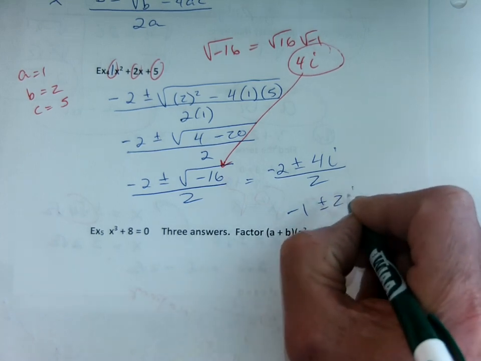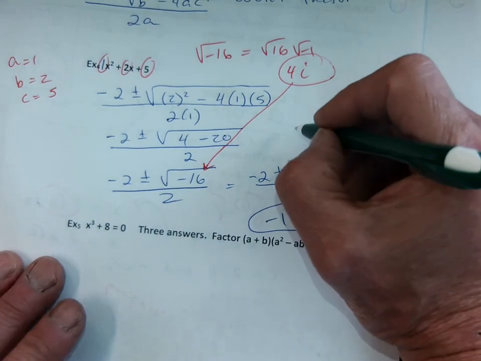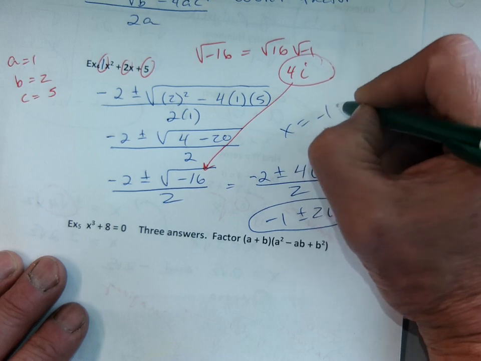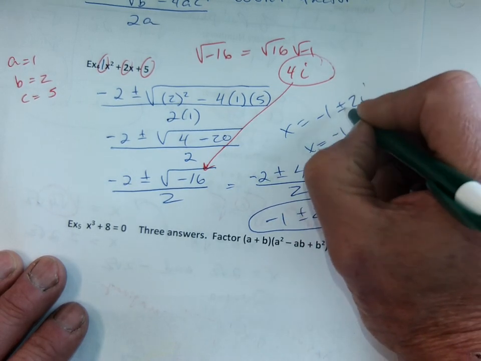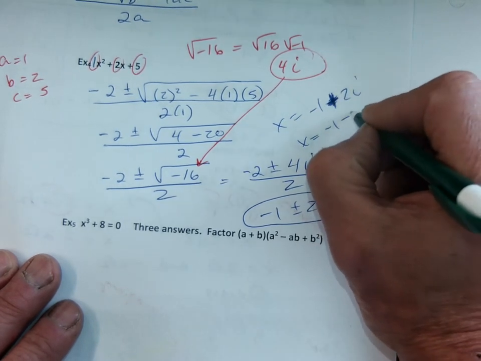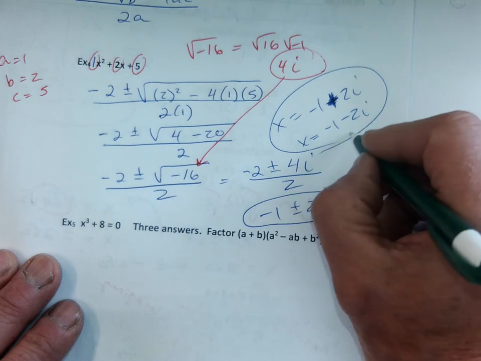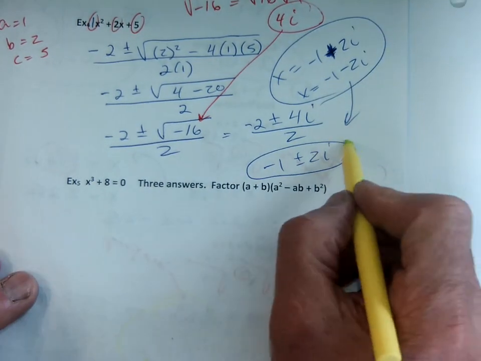So here are my two answers. There really are two answers there. You don't need to write them both out, but if you wanted two answers, you'd say x is equal to one plus and one minus. So there are two answers, but it's so much easier to write it like this, correct? That says both answers.